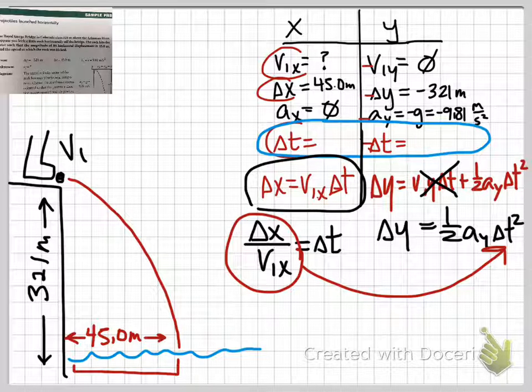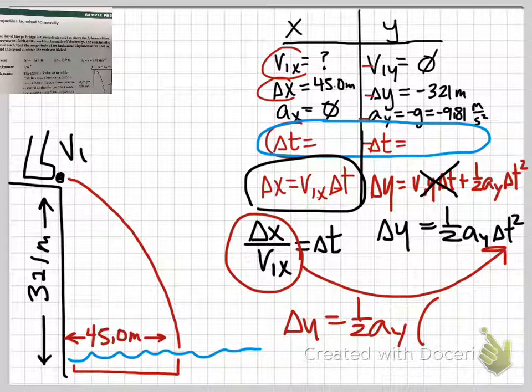You're going to do a lot of these. Don't panic. You're going to get lots of practice. So let's go ahead and rewrite that. Delta y equals 1/2 a sub y times the quantity delta x over v_ix, squared. That's not so hideous. That's not hideous at all.